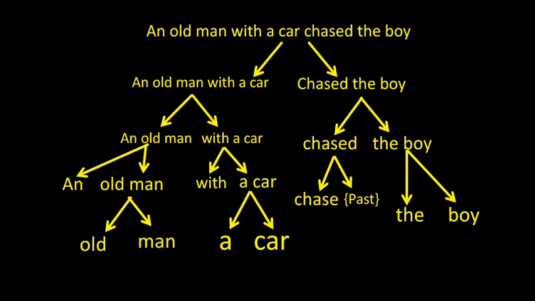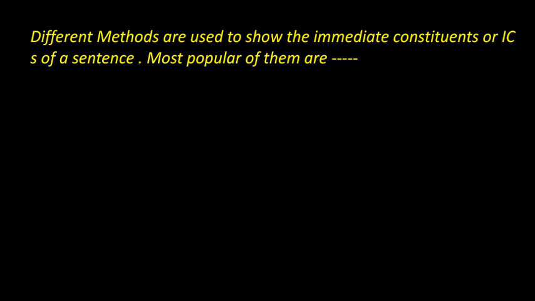This division has been analyzed as the basic purpose of this method. But actually, in this method, IC analysis, a sentence is divided into its immediate constituents, not actually by words, but by its parts of speech or what the word is in that form. Different methods are used to show the immediate constituents, or ICs, of a sentence.